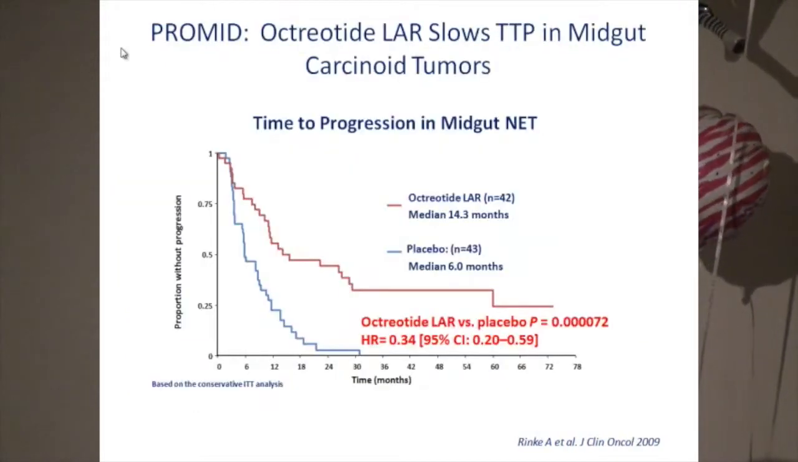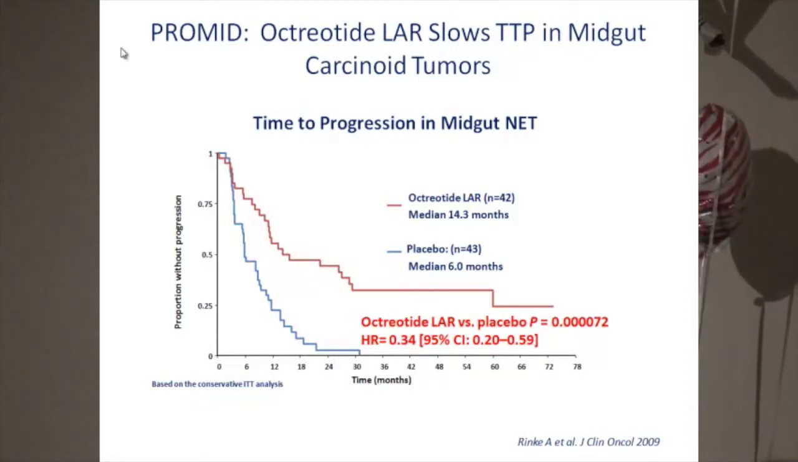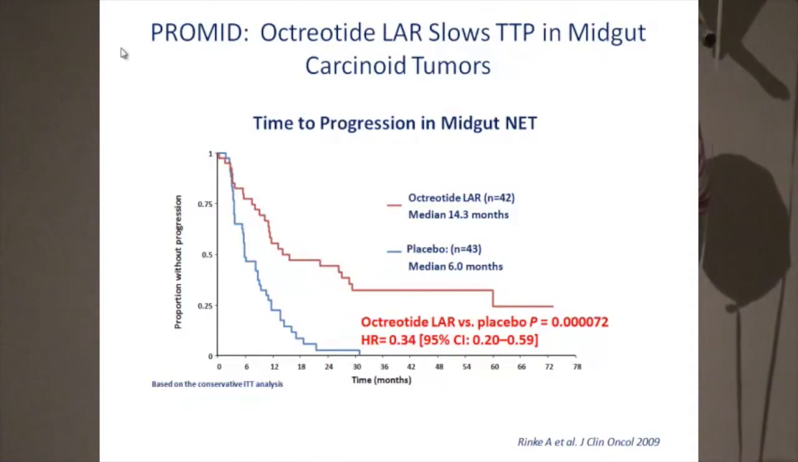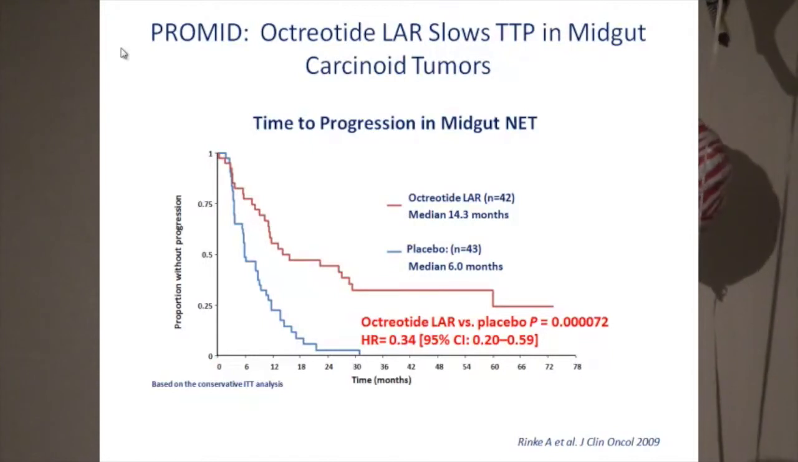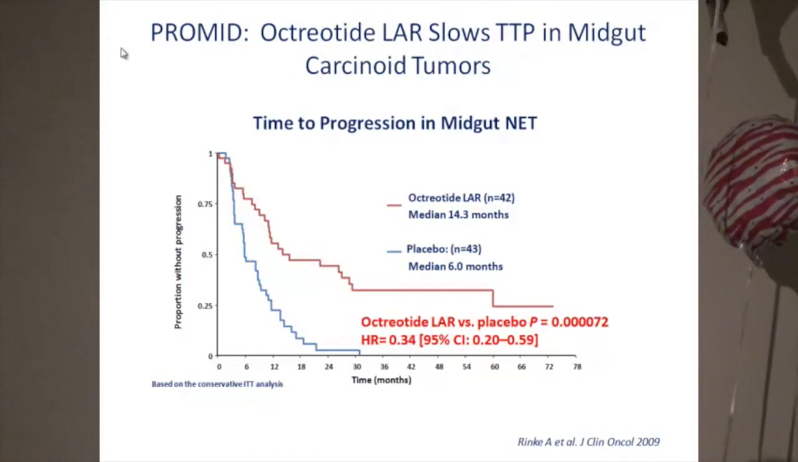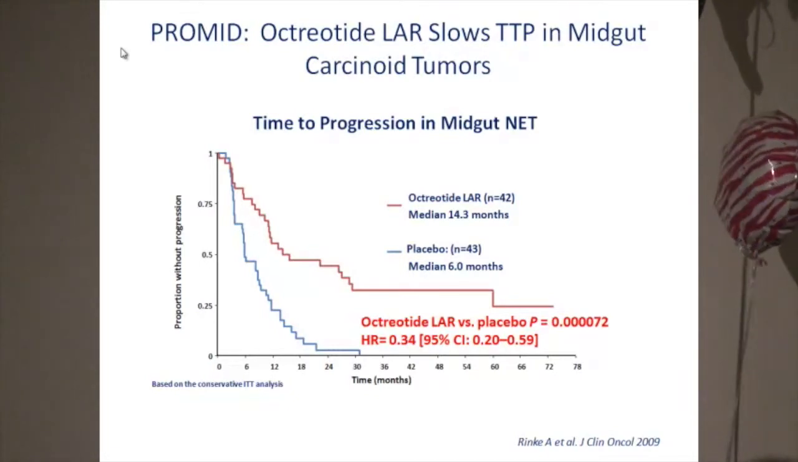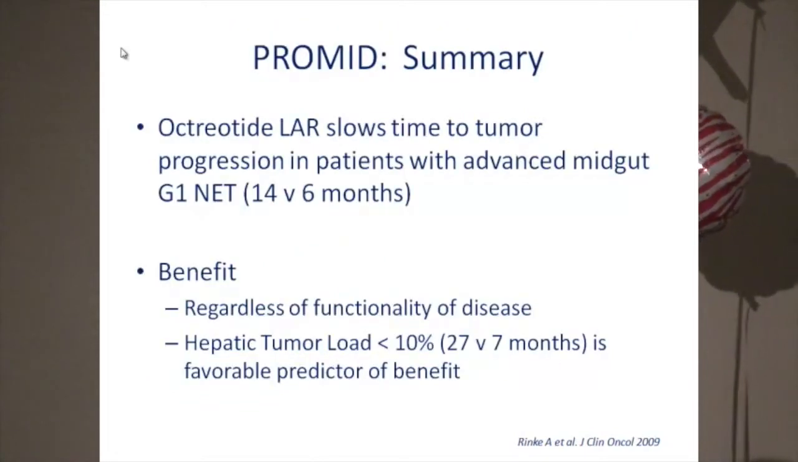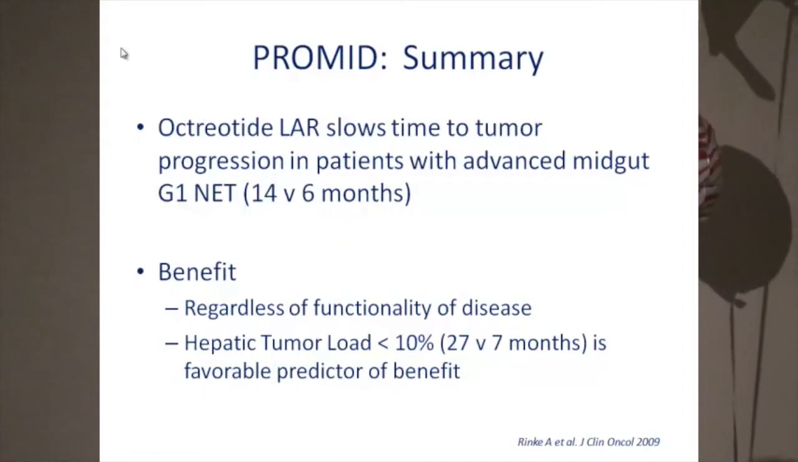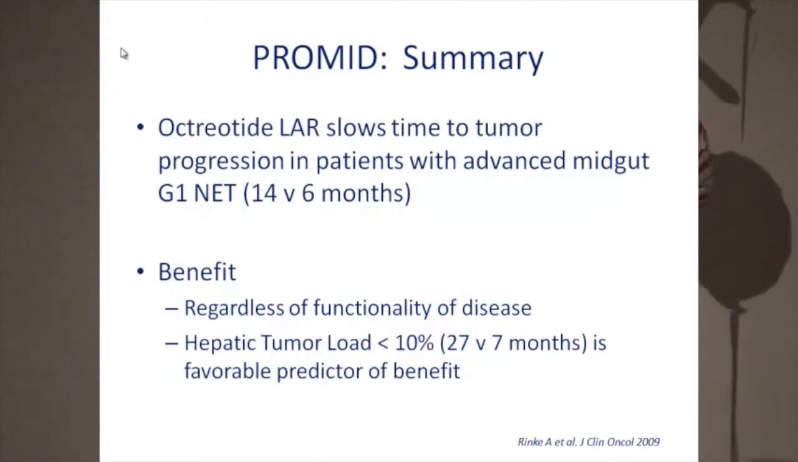The take-home message of the PROMID study is this: the two curves that you have are the two curves of the two arms. They separate from the very beginning. So that means there is benefit with Octreotide LAR. The improvement is going from 6 months to 14 months in time to tumor progression. And this is statistically significant, but more importantly, it is clinically significant. So the summary of the PROMID study is that Octreotide LAR slowed time to tumor progression in patients with advanced midgut, G1 particularly, going from 6 months to 14 months.